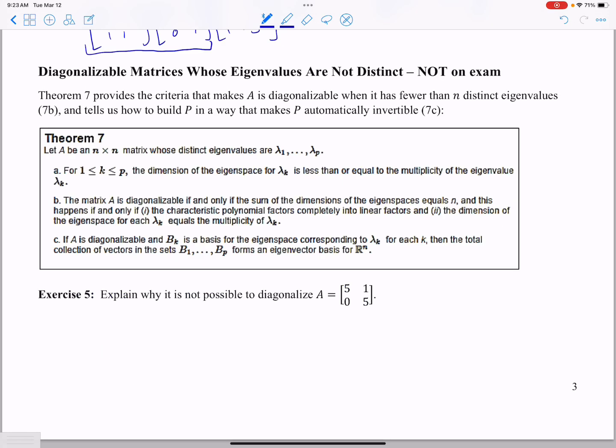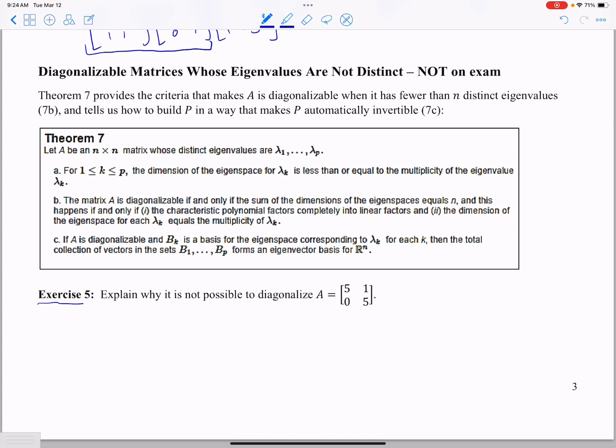So while this is not going to be on the exam, I thought I'd at least touch on diagonalizable matrices whose eigenvalues are not distinct. So the key here is that in order to be diagonalizable, you have to have the right number of independent eigenvectors. So we know we have independent eigenvectors if we have distinct eigenvalues. But like in this exercise, notice because it's triangular, you can see that the eigenvalues are 5 and 5. So I can't just tell because the 5 is repeated that it's not diagonalizable.